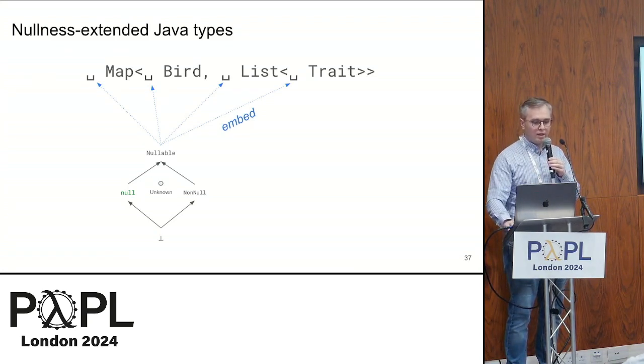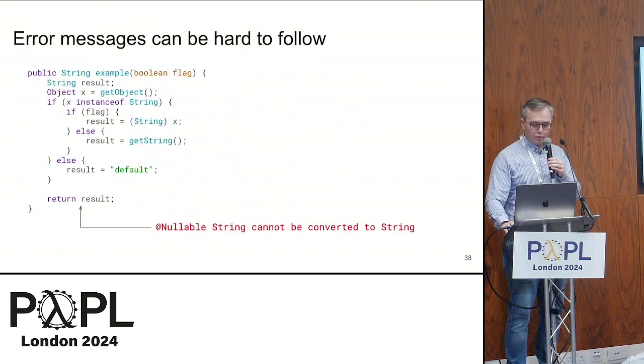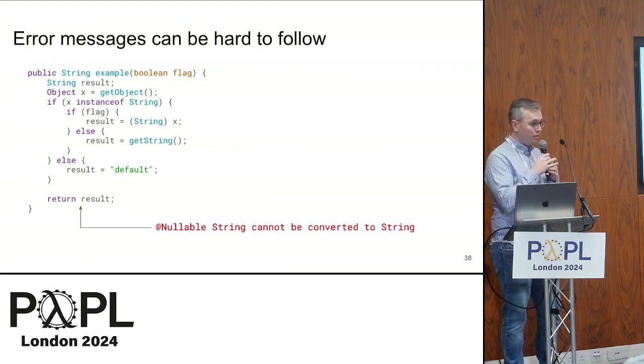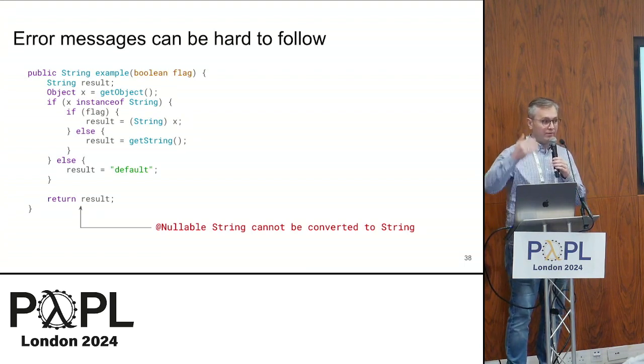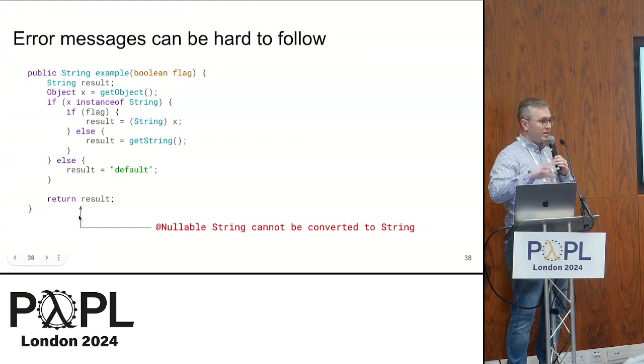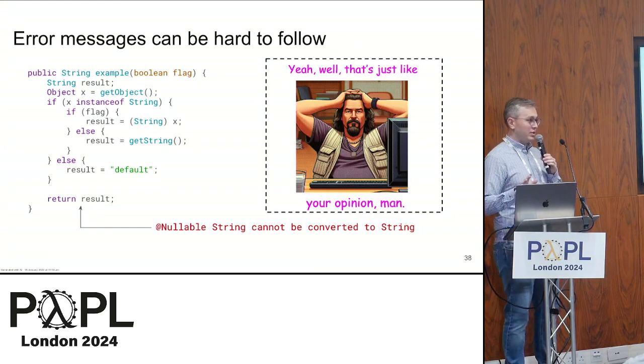It works well, but there is one complication, and that's error messages can be really hard to follow. So you have this complex type system, you have flow-sensitive typing. So when you have something like this, nullable string cannot be converted to a string. Even in this small snippet of code, it may take a while to figure out why exactly this particular error message happened, right? And if you show this error message to a busy developer, that's probably going to be their reaction.